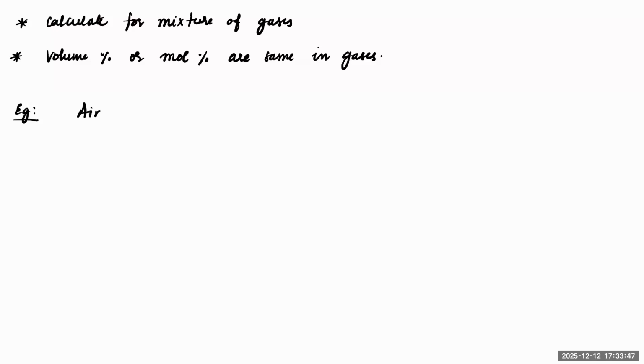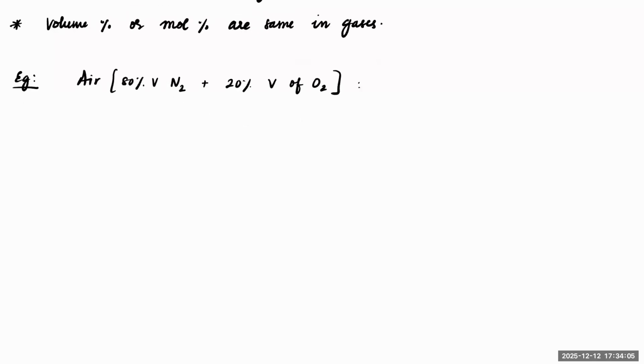Suppose air has many compositions, but on an average, we say that 80% by volume of air is nitrogen and 20% by volume is oxygen, right? So I need to find out the molecular weight of air. How much is the molecular weight of air? So what do we do? We calculate the average molecular weight, which is the total mass of this air divided by the total moles we have.